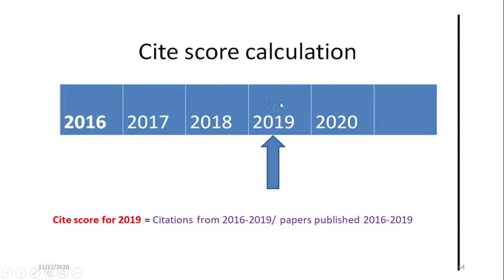Impact factor is 2 years, but site score is 4 years: 16, 17, 18, 19. So for 19 it is calculated like this: citations from 2016 to 19 divided by the number of papers published. So this is the equation, same thing. Previously 2 years, now it is 4 years. That is the difference between the impact factor and the site score.